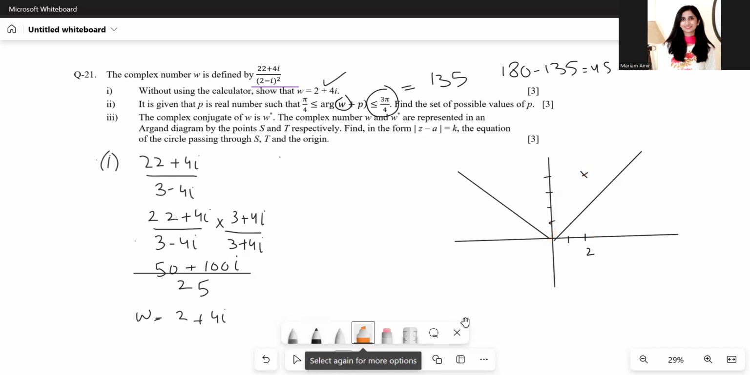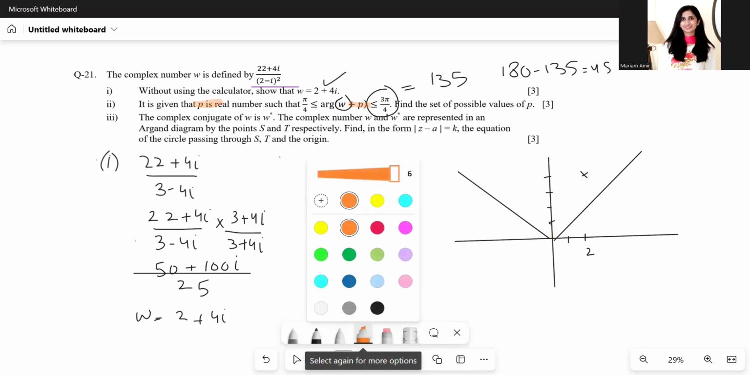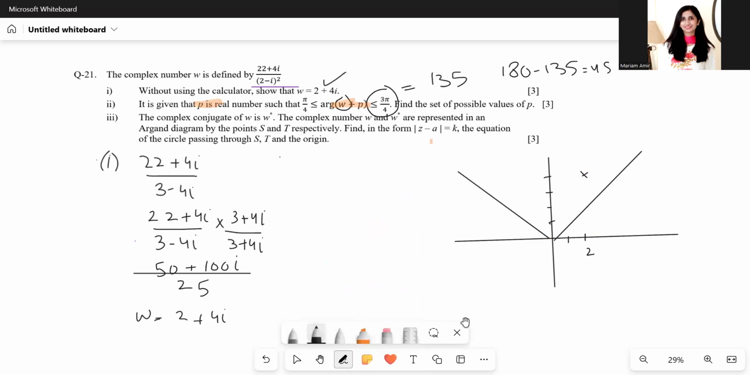But we need to add a real number to it. It says add P to it. P is a real number. That means when we add a real number, this can move in this direction or this direction. If you add something to it, it's going to move rightwards. Otherwise, if you subtract, it's going to move leftwards. All right. But it's allowed to only stay between on this line. It can't go out of it, because then the angles would go beyond the given domain.